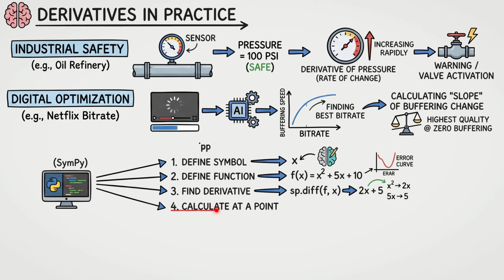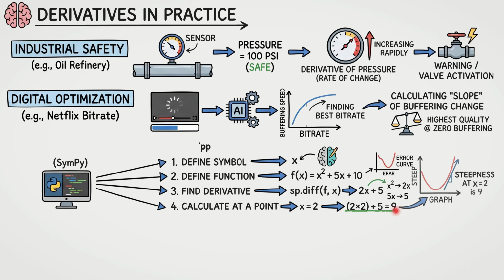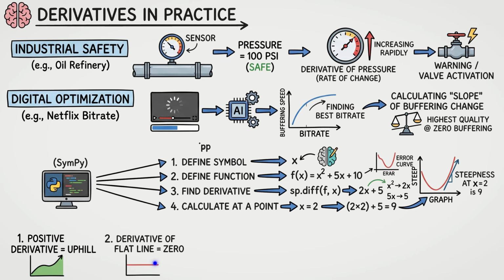Finally, we calculate the steepness at a specific point like x equals 2. We just substitute 2 into our new formula, giving us a slope of 9. This tells the AI that at this exact spot, the hill has a steepness of 9. To bring it all together, remember these core rules. First, if the derivative is positive, the hill is going up. Second, the derivative of a flat horizontal line is 0. And third, the AI always wants to find where the derivative is 0 because that's the bottom of the valley, the point of minimum error.